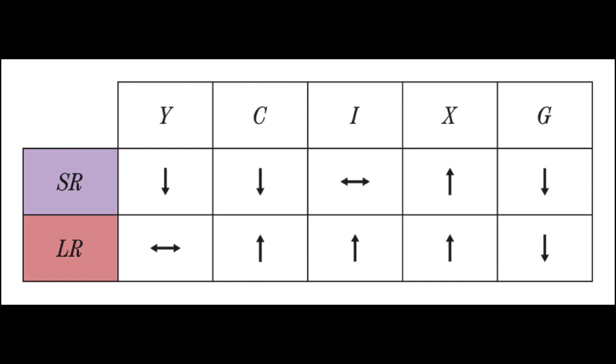This figure provides details on the changes in each component of the real GDP in the short run and in the long run, when there is a reduction in government purchases. The arrows in the figure indicate what happens compared with what would have happened in the absence of a change in government purchases.